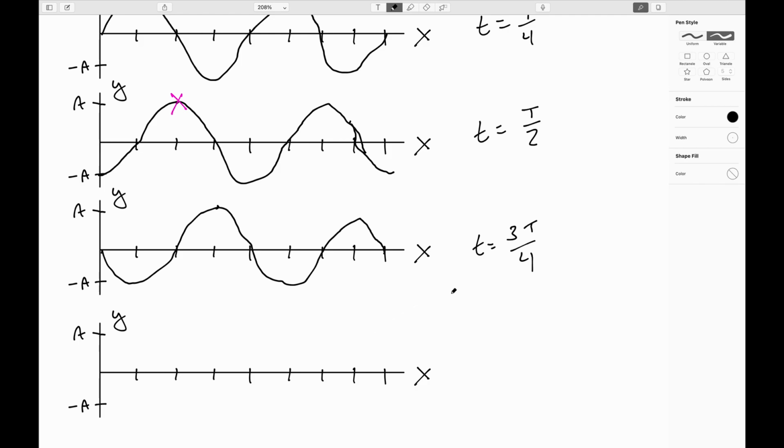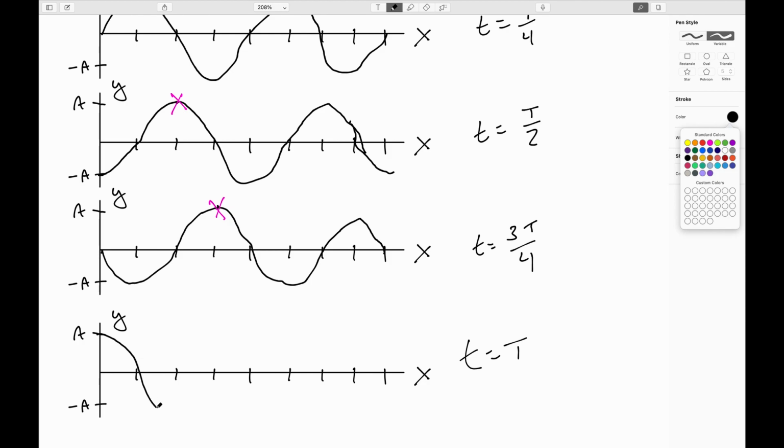There we go. Then finally, at the end of one period, my peak will have moved one wavelength. We'll have to figure out what this period is, but at least we can now say that the period is the time it takes the wave to move over one entire wavelength.